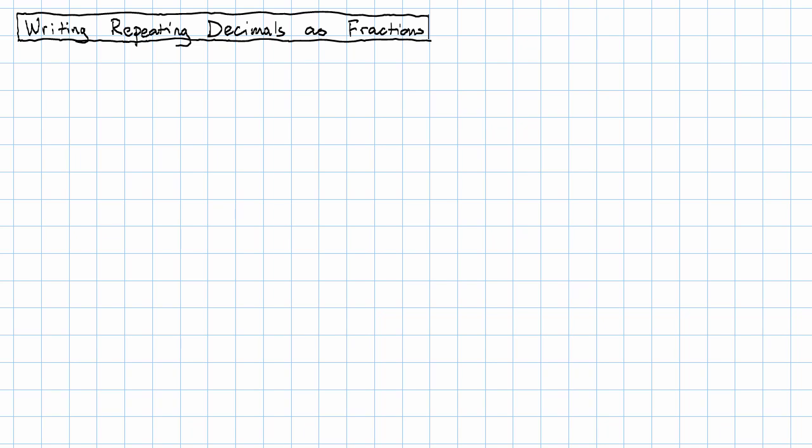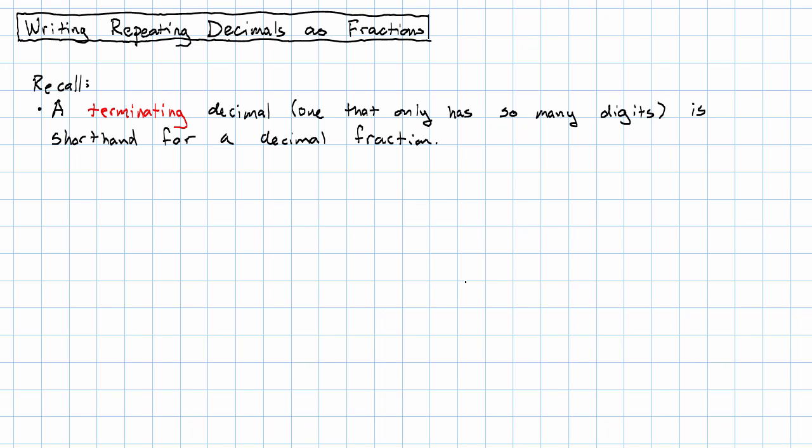Now, before we talk about which numbers are rational and which numbers are not, we need to recall something about the relationship between fractions and decimals. So recall, any terminating decimal, one that only has so many digits, is shorthand for a certain kind of fraction, a decimal fraction.